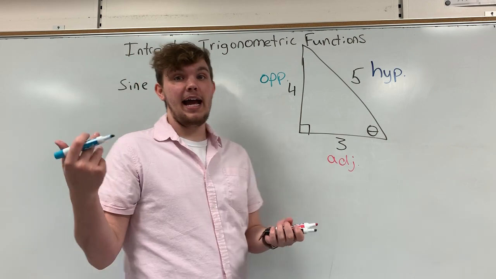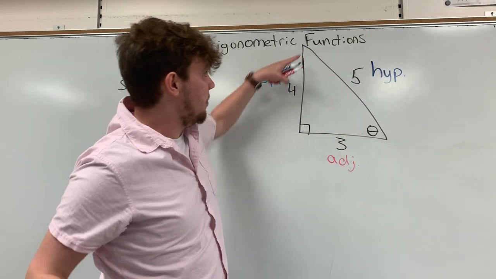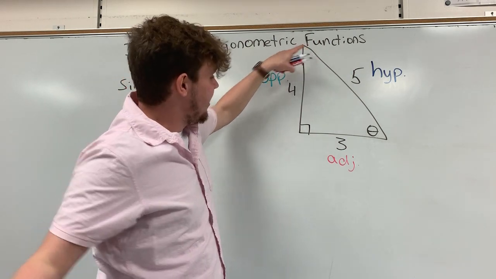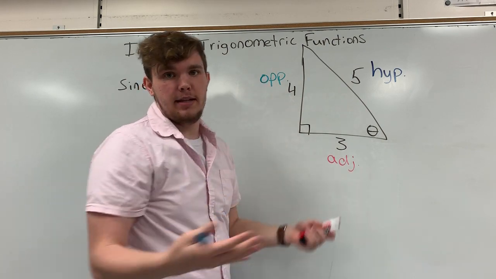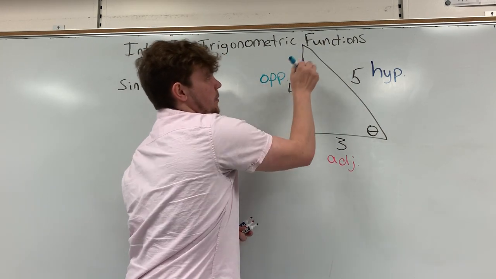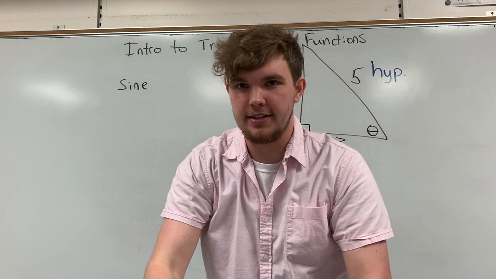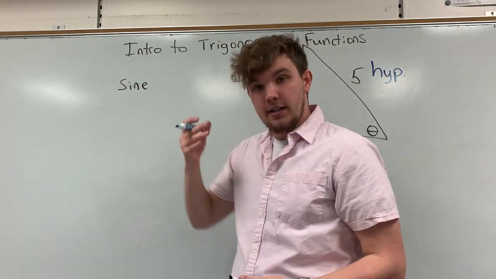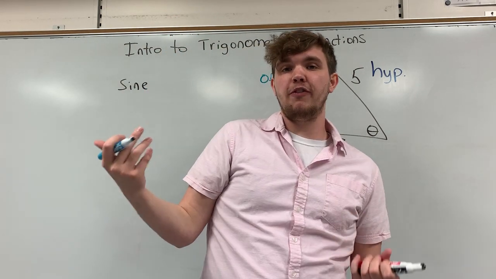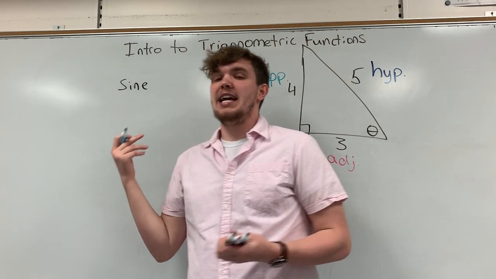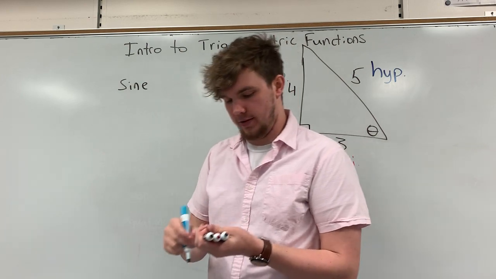Now, if in the beginning of this lecture I had put theta up in this corner, then these two, opposite and adjacent, would have flipped, because then this side would be touching theta as opposed to this side. But I digress, it doesn't matter. Anyway, now let's get back to sine. So sine refers to the opposite and the hypotenuse as a ratio.